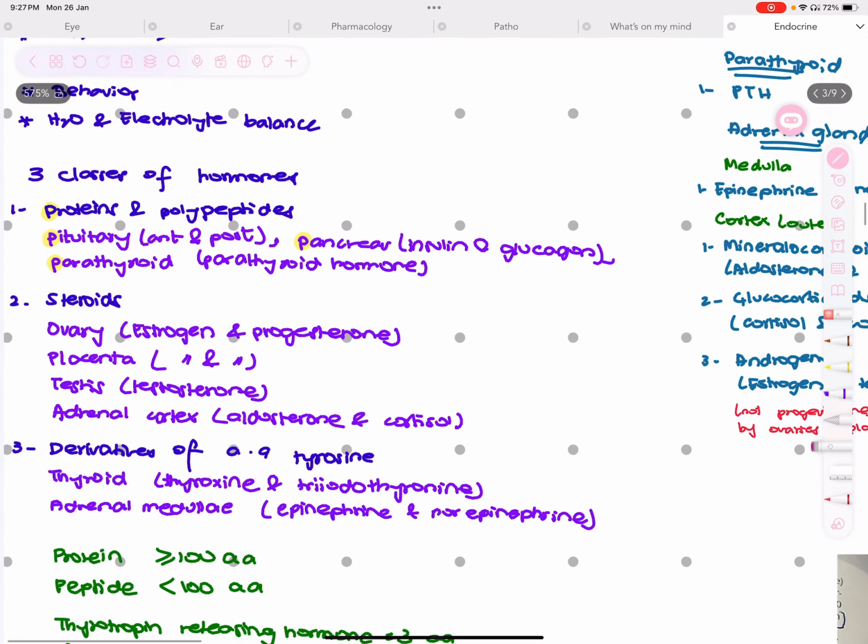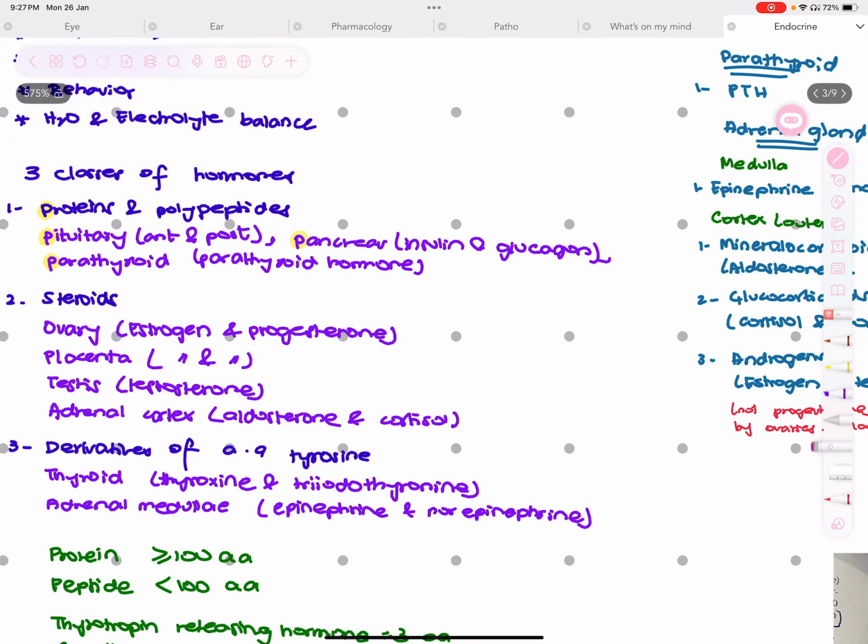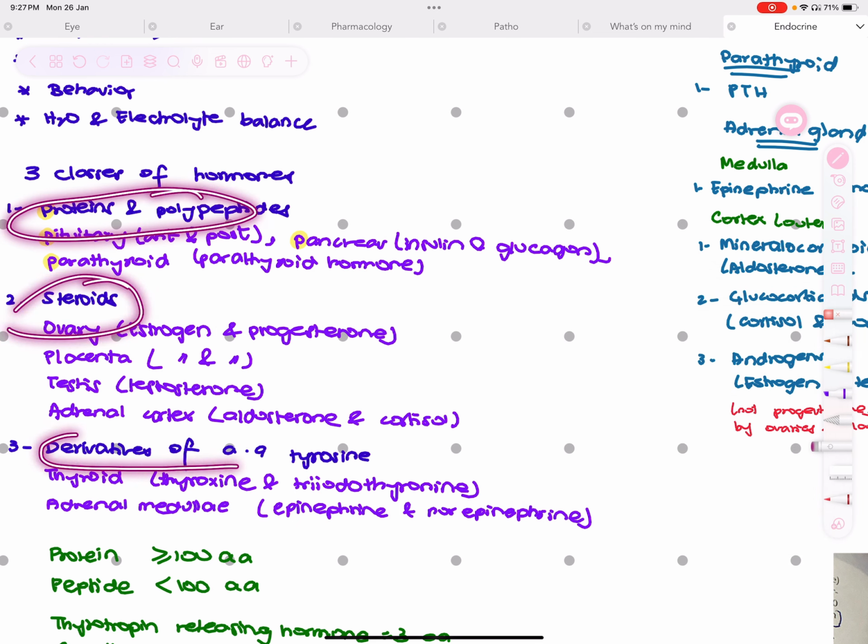Hi everyone, today we're going to cover the classes of hormones. So first of all, according to the chemical structure, we're going to discuss the three classes of the hormone. So what are the three classes? First is protein, then you have steroids, and the other is derivatives of amino acid, and particularly which amino acid, tyrosine. So proteins and polypeptides.